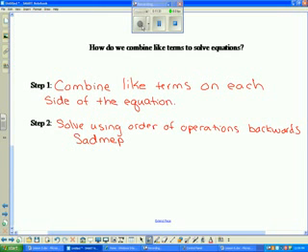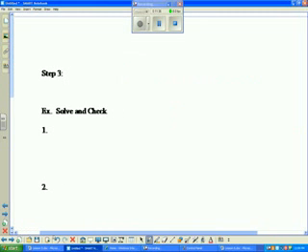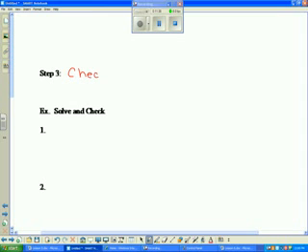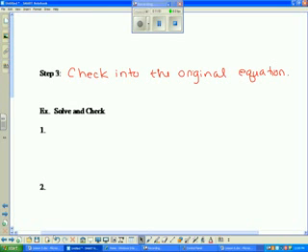What do you think step 3 is? Check the equation. Yeah, check into the original equation. So we have to solve using or check using the original equation. Those steps pretty understandable? So we combine all like terms, and then we solve as we normally would.